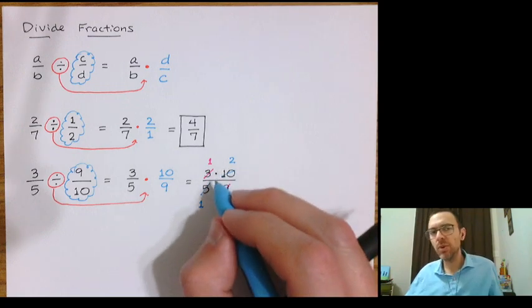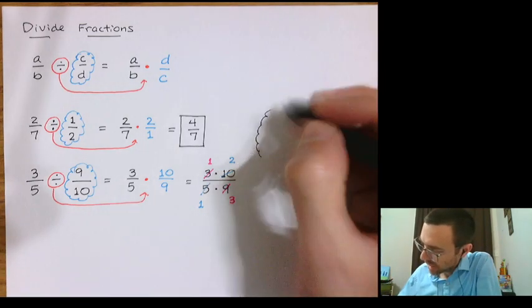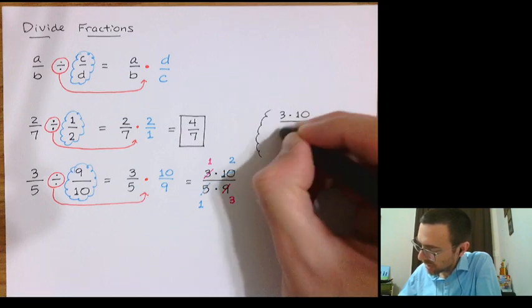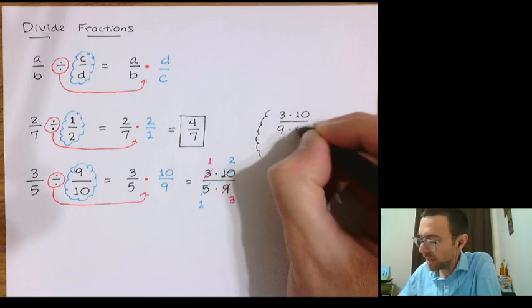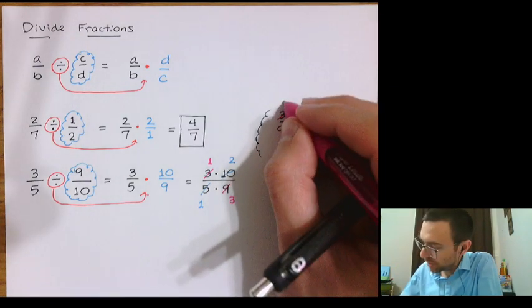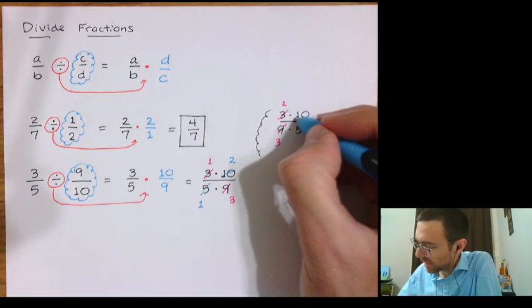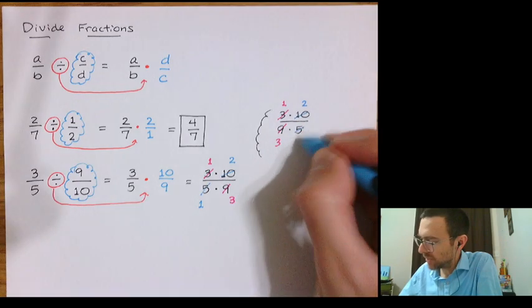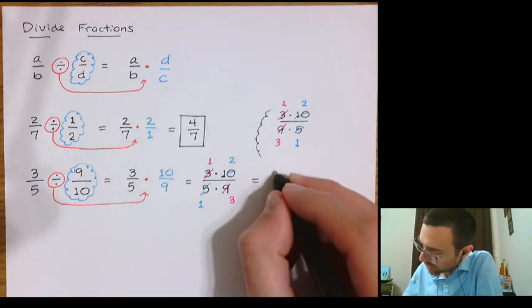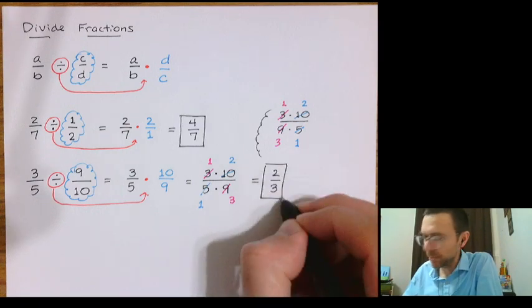Remember, with multiplication, the order doesn't matter. So I could just as easily have seen this as 3 times 10 over 9 times 5. And here, 3 goes into 3 once, into 9 3 times. 5 goes into 10 twice, and into 5 once. No matter how you do it, you still end up with the same answer, which is 2/3. That's it.